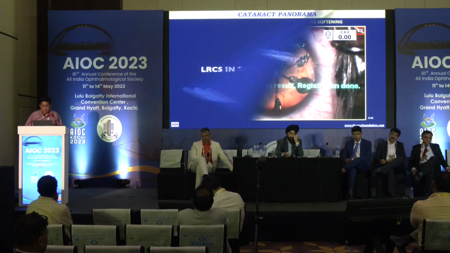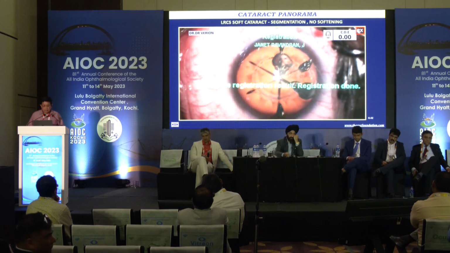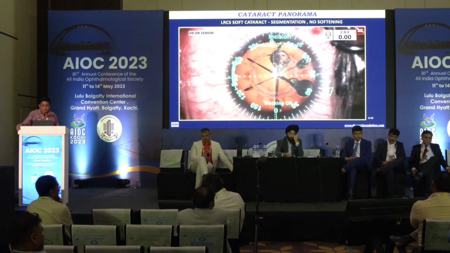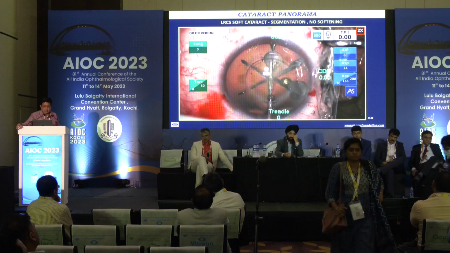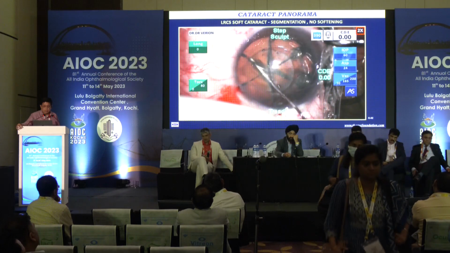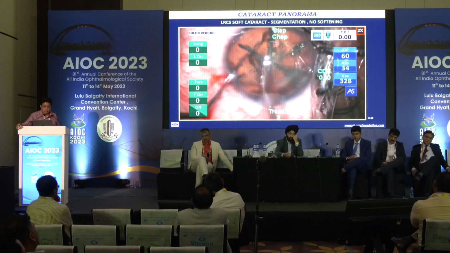LRCS and soft and medium cataract, this is what I do now. If you can see, I don't use a grid pattern. I don't use any circle, just a sextant. And after removing the excess, I basically just hydrate through the central incisions, and that completely opens up. Just look at the CDE.